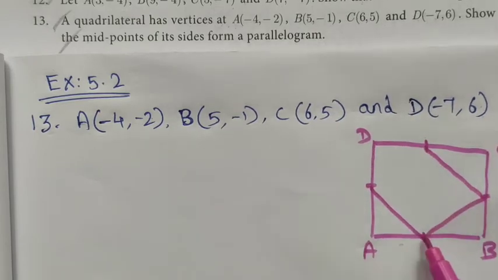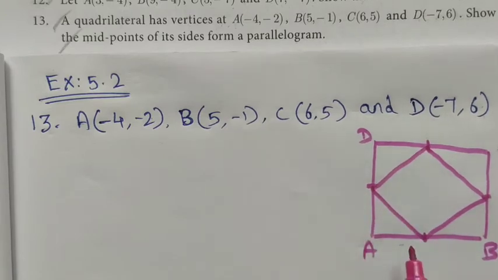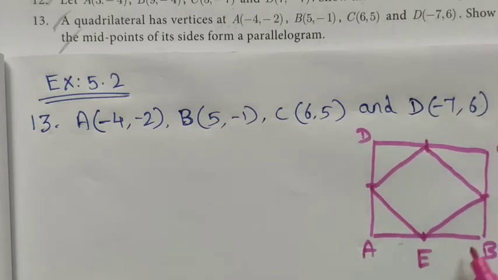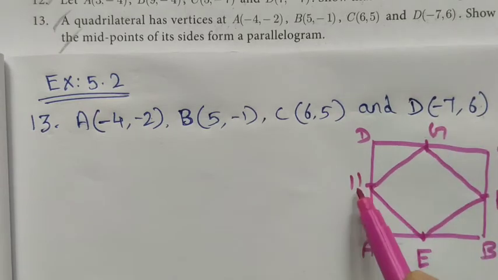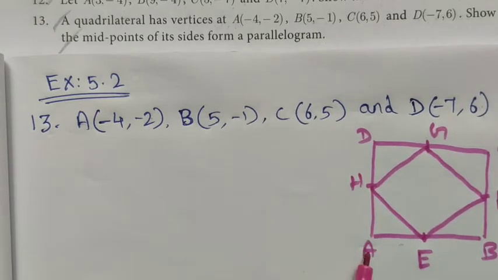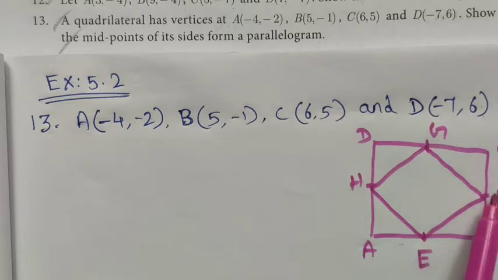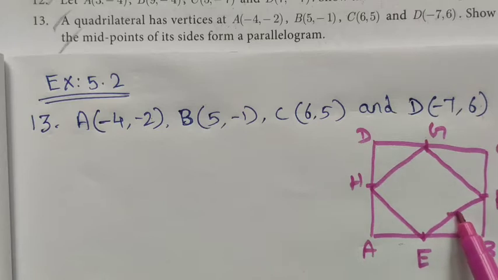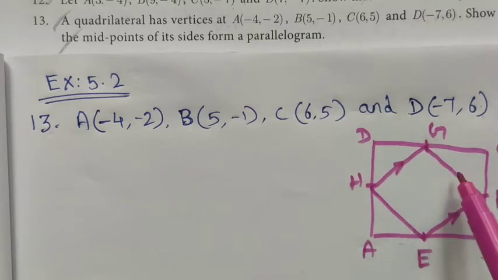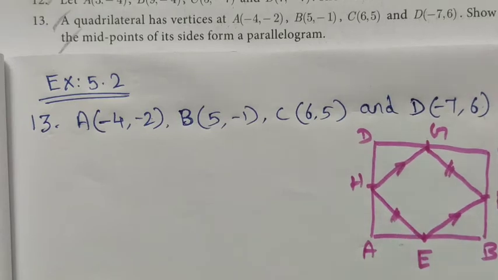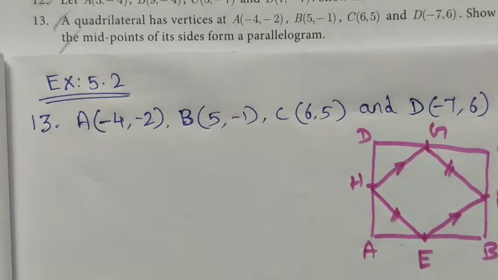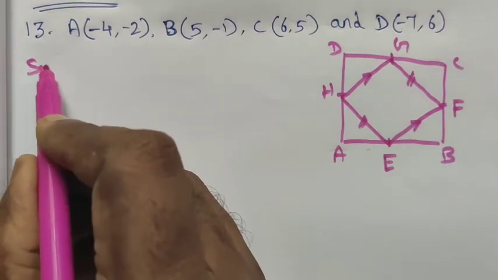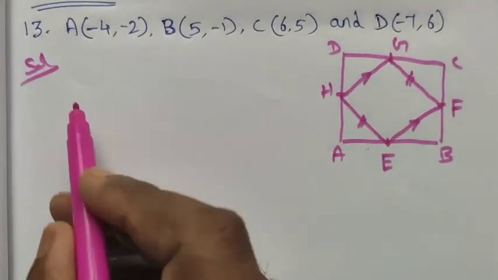That is our question. We want to show that. Let me take the midpoints as E, F, G, H. We want to show that the midpoints of AB, BC, CD, DA form a parallelogram. This line is parallel to this line and this line is parallel to this line, right? Let's see that. First we want to find the midpoint of AB, right? A and B points only we have taken.